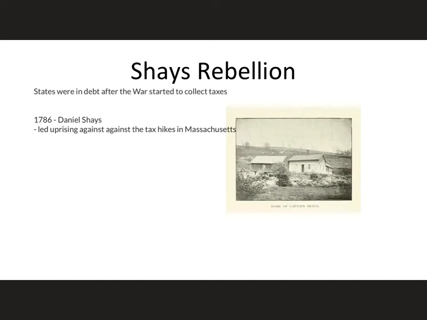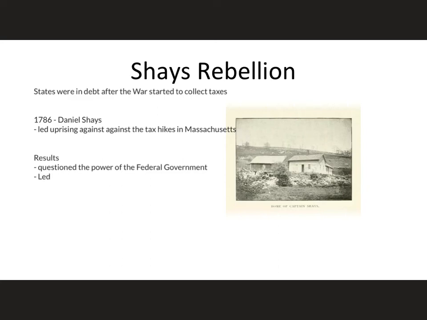And although the uprising didn't last for very long, and although the state government was able to stop it, it brought to light a lot of attention. It made people realize the weaknesses of the Articles of Confederation. So the result of this was that it questioned the power of the federal government. It gave people this realization that the federal government may not need a lot of power, but needs more than what it currently has.